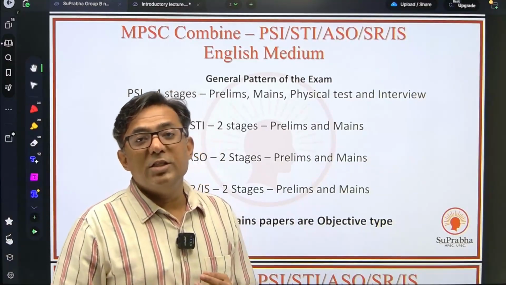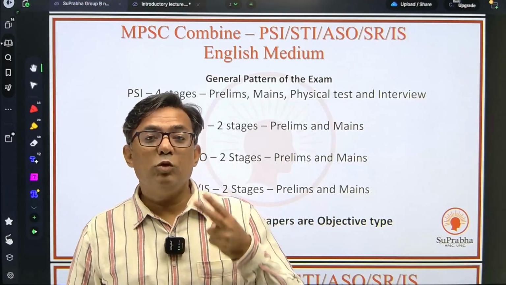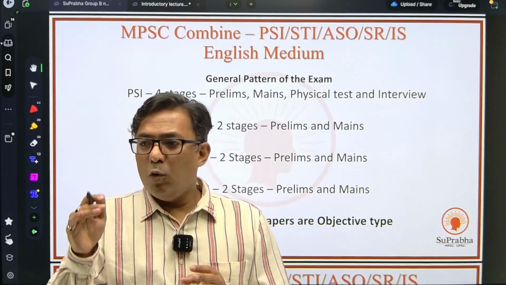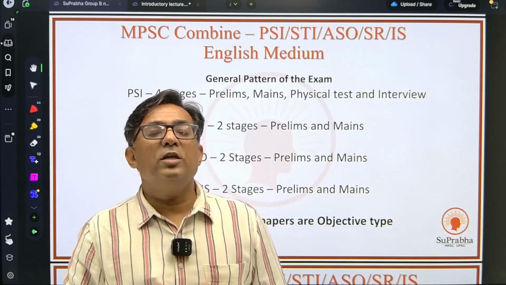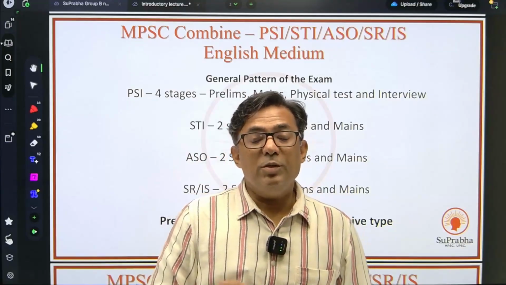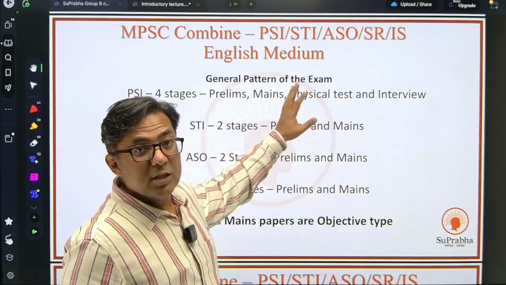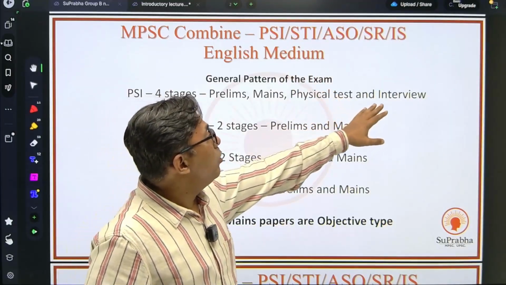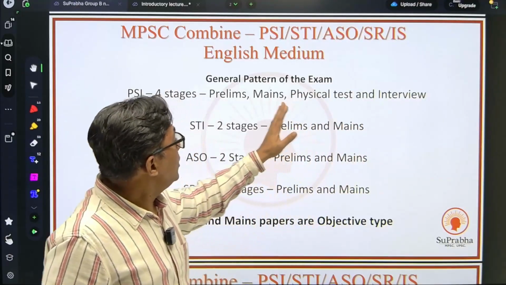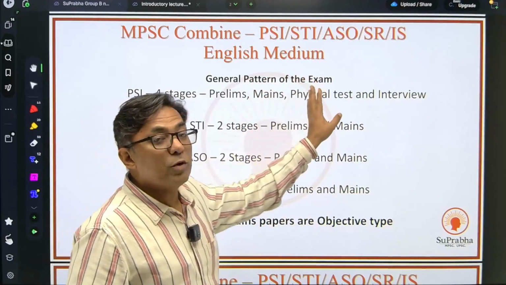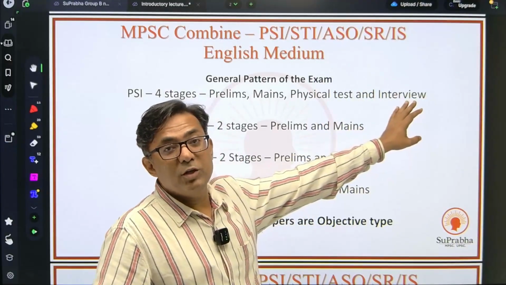For the posts of STI, ASO, SR, IS, you just have two stages, prelims and mains. Once you get the requisite marks above the cutoff in mains, you will be selected for those posts. But for PSI, police sub inspectors, you will have four stages: the prelims, the mains, a qualifying physical, and also an interview. So just remember, for PSI, it's not that after mains you will be getting the post. After mains you have a qualifying physical, qualifying marks won't be added. It's a qualifying physical test, and finally you have the interview.